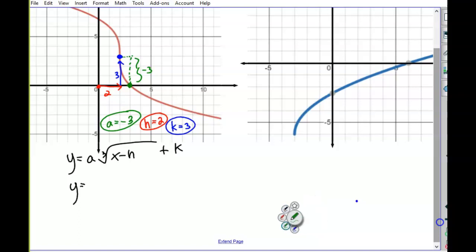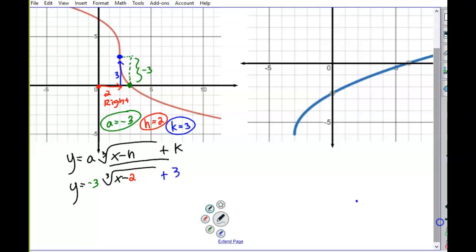Now, when I write this, this is the key piece here. Watch what happens to the h value. So we get a is -3. I have the cube root of x minus whatever h is. So when I plug it in, the equation reads opposite of what you think it would be. So see how it reads x minus 2? Well, that's a shift to the right 2 units. And then we put the plus k outside, and there's my equation.